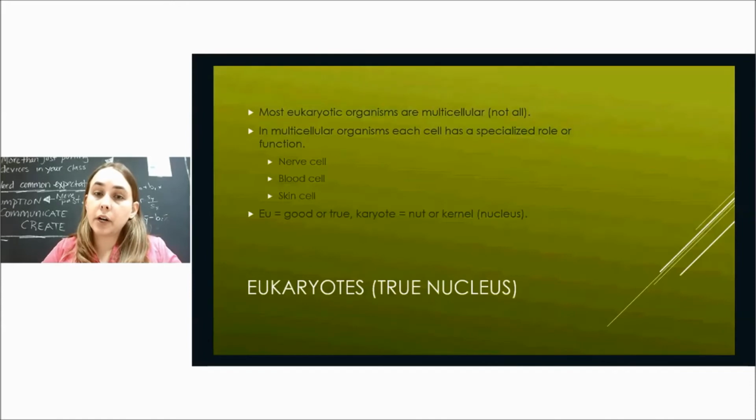Most eukaryotic organisms are multicellular. However, not all of them are. In multicellular organisms, each cell has a specialized role or function. For example, a nerve cell, a blood cell, a skin cell. They all do a specific function to help the organism as a whole. Eukaryote means good or true, and karyote means nut or kernel, so good or true nucleus.